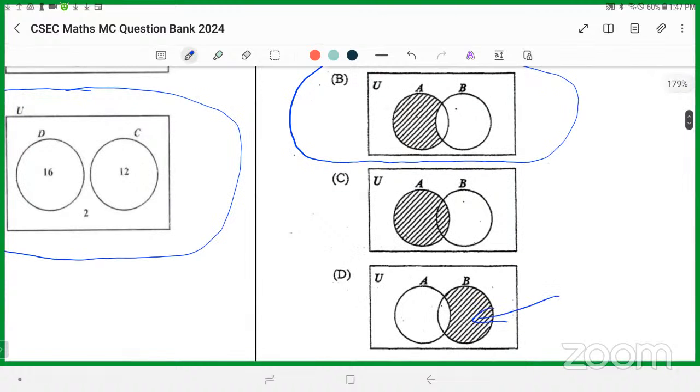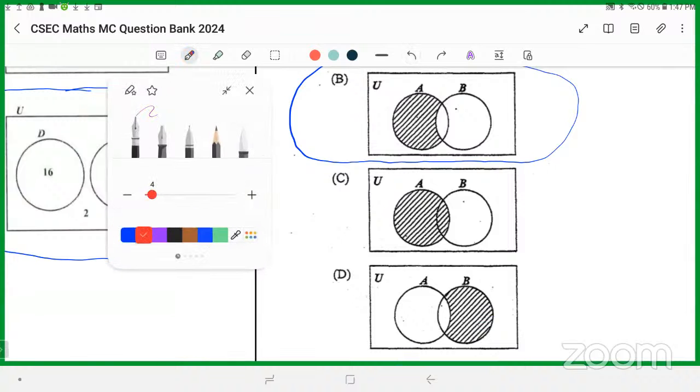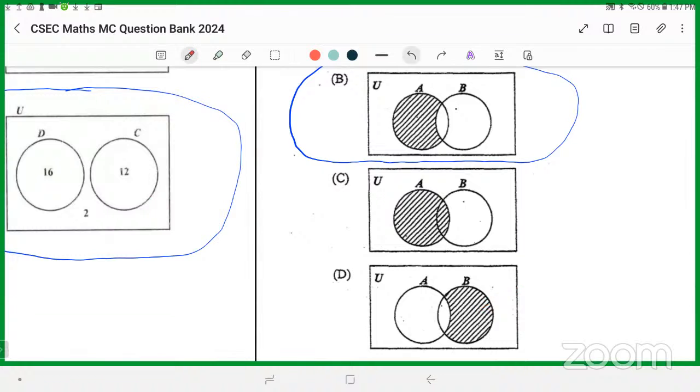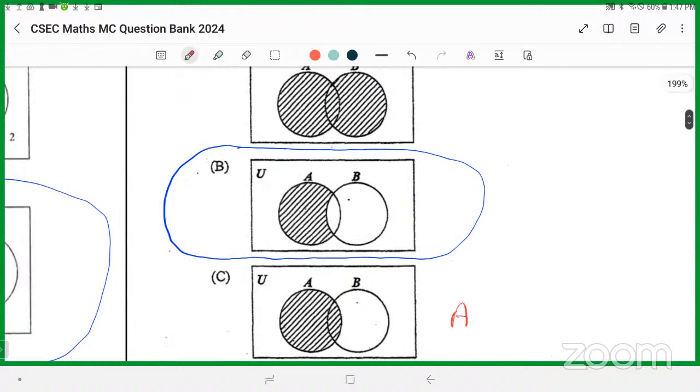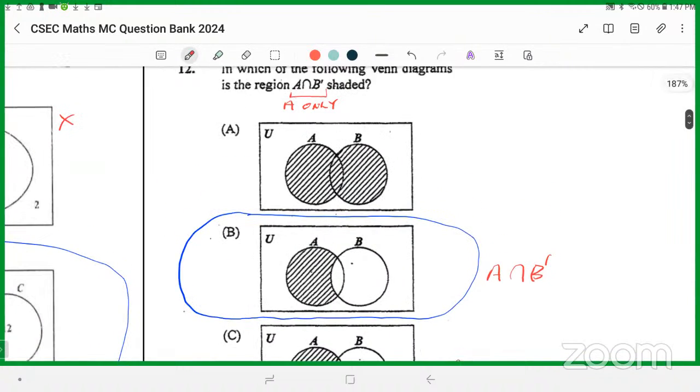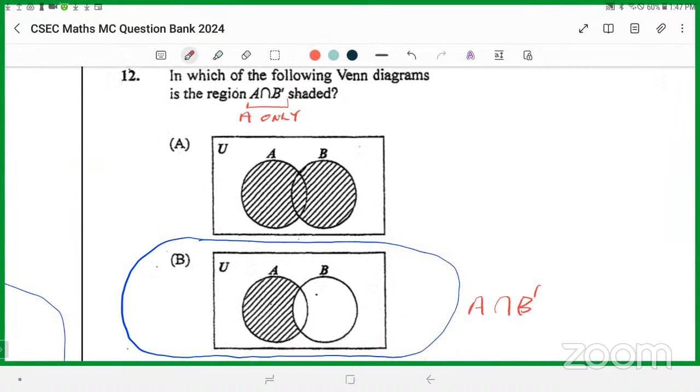This one will be B only. So if I were to write the set notation for each of them, in case I change the question: this one is B only, so this one will be B intersect A complement. This one is just set A, because only A alone is shaded. This one is what we just said, A intersect B complement. And this one? A union B. A and B together. A and/or B. If you have the intersection alone inside here, that is A intersect B.